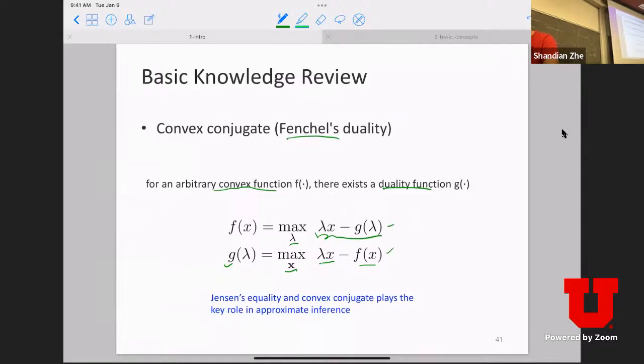So literally, you can view it like this: if I want to get a convex function, I can get it by maximizing a function with linear form. We can view this as some function of x and lambda, and if you fix lambda, it's just a linear function of x. Similarly, to get the duality g, you can obtain it by maximizing some function h hat of x and lambda, but now we fix lambda and maximize over x.